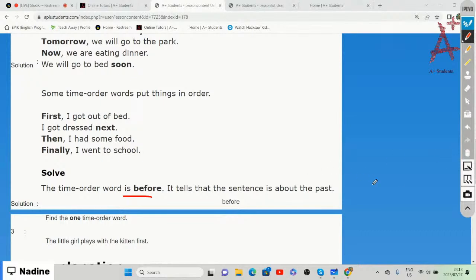And remember, we said that time order words can tell us if it is the present, past, or future, or it can even tell us when something happens. And also, some time order words put things in order. And if we say put things in order, then it is words like first, next, then, finally, and so on. That is putting things in order.